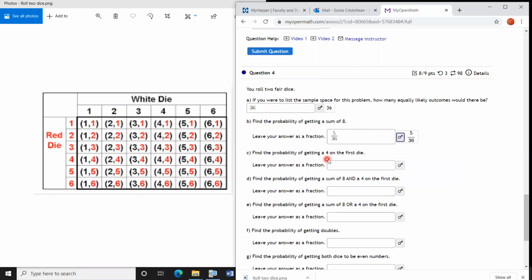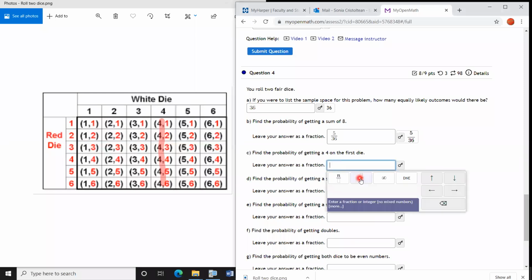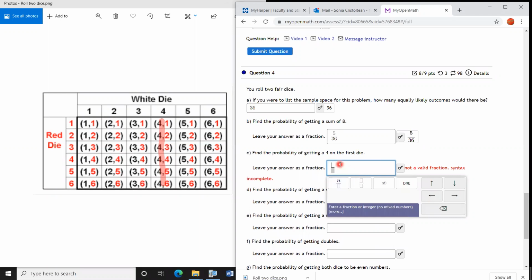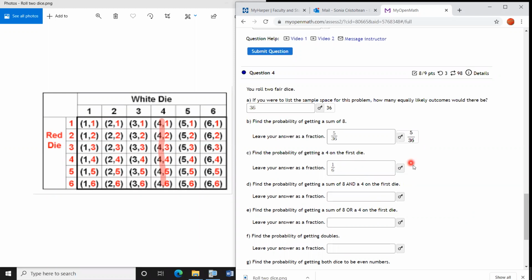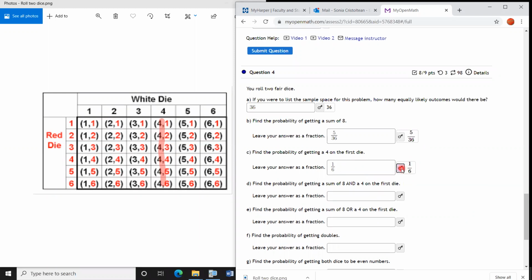Now, to find the probability of getting a 4 on the first die. Okay, so what we're looking at right now, and again, I'll grab my pencil. I'm looking at a 4 on the first die. Well, I realize this column has a 4 on the first die. How many pairs do I have here? 6. 6 over 36. That will be 1 over 6. Makes sense? We simplify to 1 over 6. So I want to make sure I do this correct, so I will check the answer. And indeed, that is the correct answer.